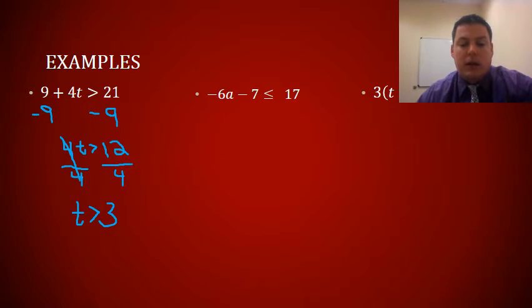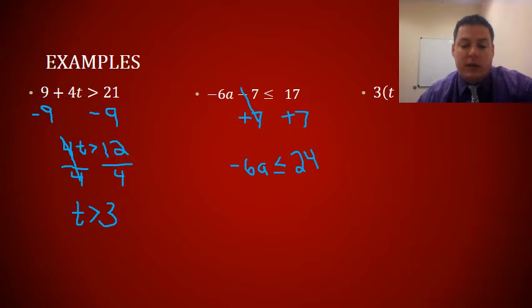This next problem here, I want to distribute first. I don't have it. I don't have any like terms to combine. Again, so I move to undoing addition and subtraction. Well, in this problem, I'm subtracting 7 from the a term. So then I need to add 7. I need to do the opposite to move it to the other side of the inequality. So now I have negative 6a is less than or equal to 24.